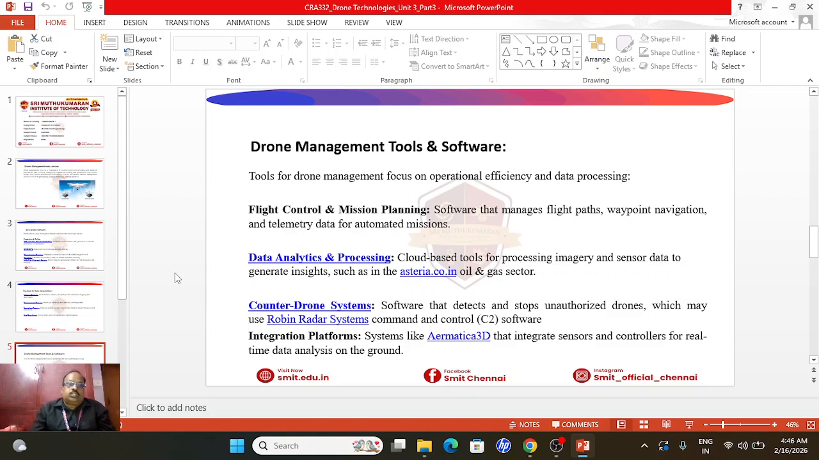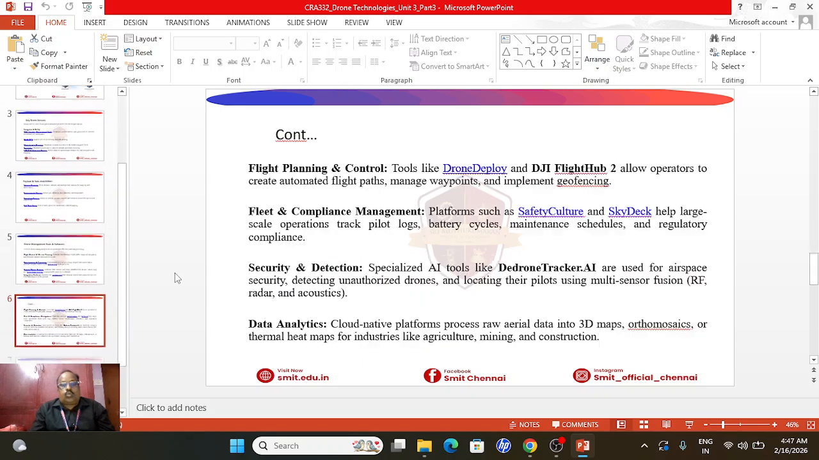You can use the tools as well as the software to counter drone systems. Software that detects and stops unauthorized drones may use the Robin radar system. Command and control, C2, software is used for managing the software tools. Integration platforms are also tools for management here, systems like Airmetrica 3D that integrate sensors and control for real-time data analysis on the ground.